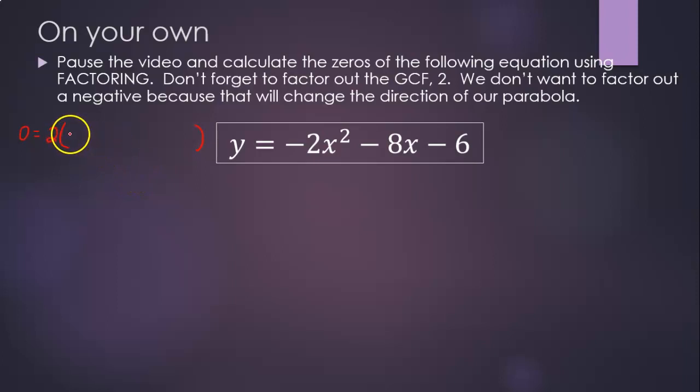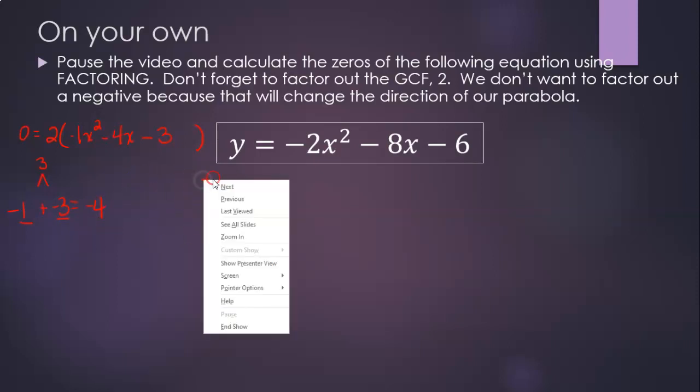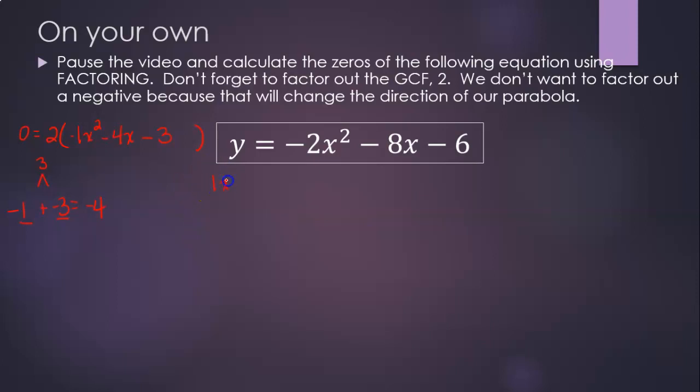If we divide everything by 2, that leaves us with negative 1x squared, minus 4x, and minus 3. So when I factor, I'm looking for two numbers that multiply to be 3 and add to be negative 4. That gives us negative 1 and negative 3. Negative 1 times negative 3 is positive 3. Negative 1 plus negative 3 is negative 4. So now negative 1x squared stays. The negative 4x turns into minus 1x minus 3x, and then the minus 3 stays.